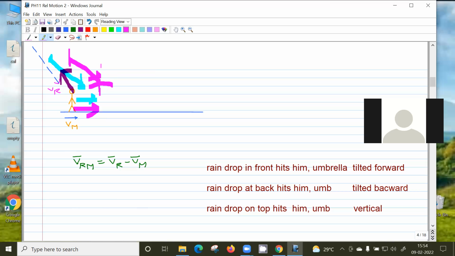So it's as if the rain is falling vertically downwards with respect to him. So the umbrella will be vertically upwards. This all depends on the velocity of the man and the velocity of the rain. Depending on that, the situation will change. It's also possible for the umbrella to be put in the forward direction. For that, what should happen is, just a minute.